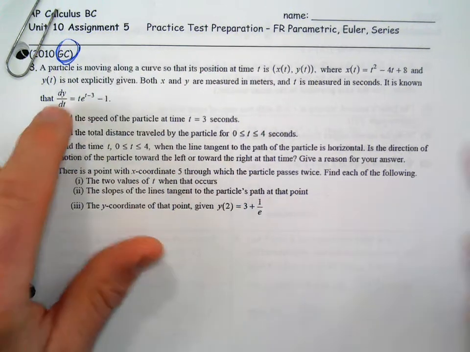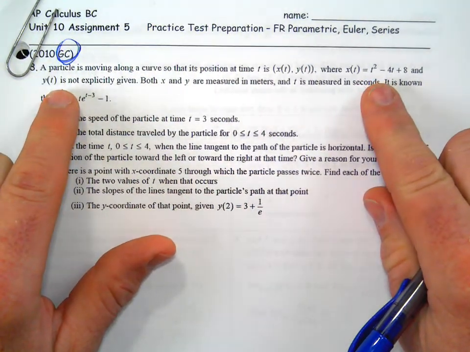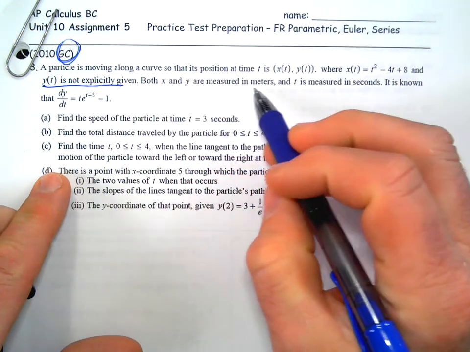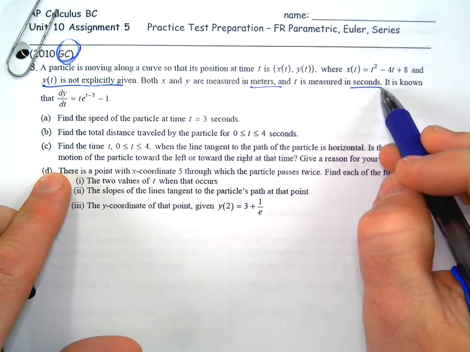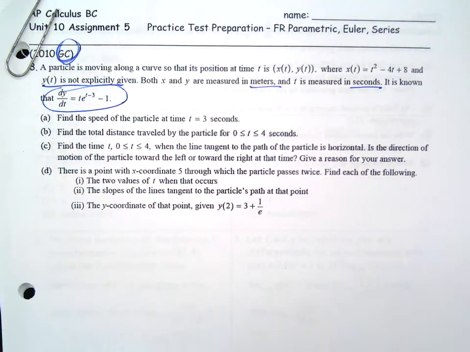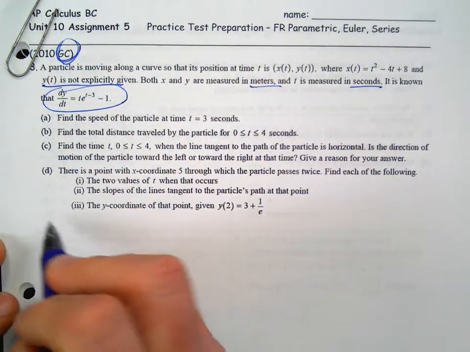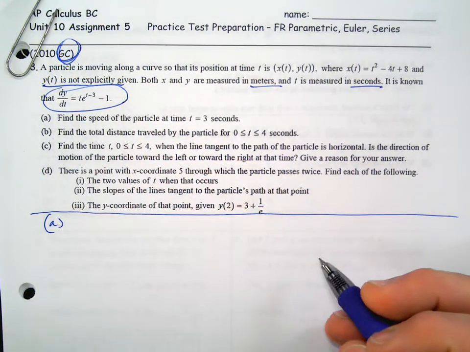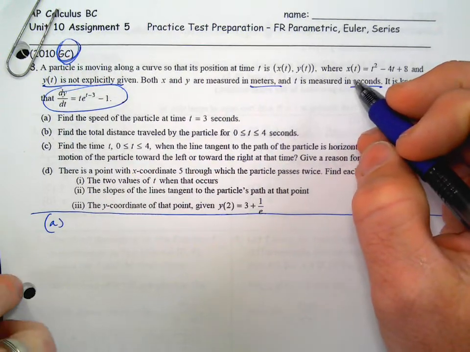They're giving you the position for x and y. Well, actually, y is not given to you, but x and y are measured in meters, seconds, so probably won't put units. They're giving the derivative of y, so that's interesting. Part A says to find the speed of the particle at t equals 3 seconds.